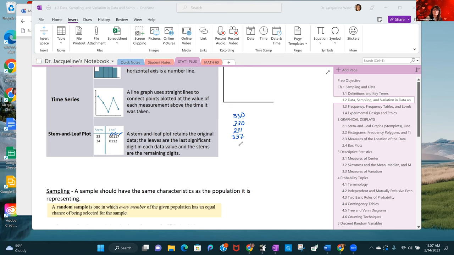And then with the next stem, for one person, it's been 340 days. For another person, 341. In fact, for two people, 341. And then for one person, 342.